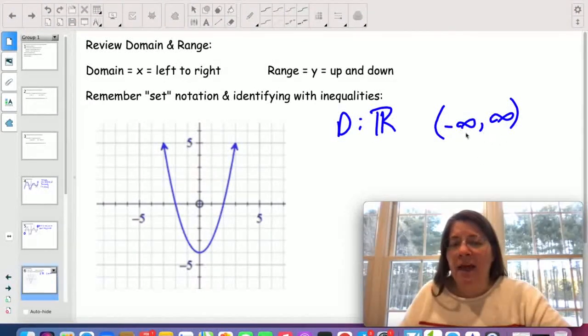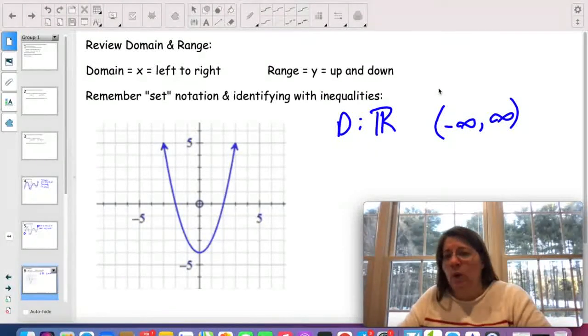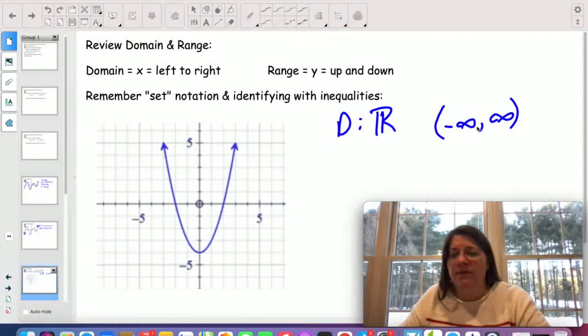Whichever way they allow you to do it in Delta Math is what you would use. I think usually they're going to want you to use set notation like this. We use parentheses anytime we're using an infinity symbol, because it can never include infinity. It goes forever. We never know where that ends.